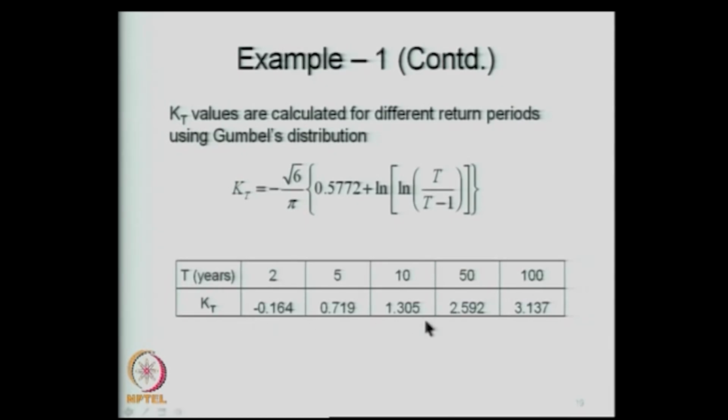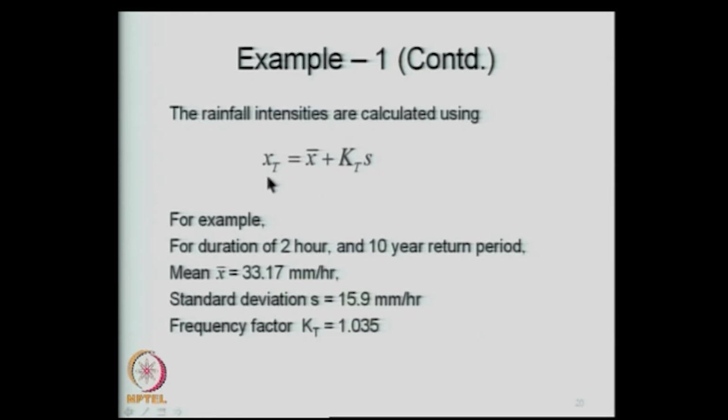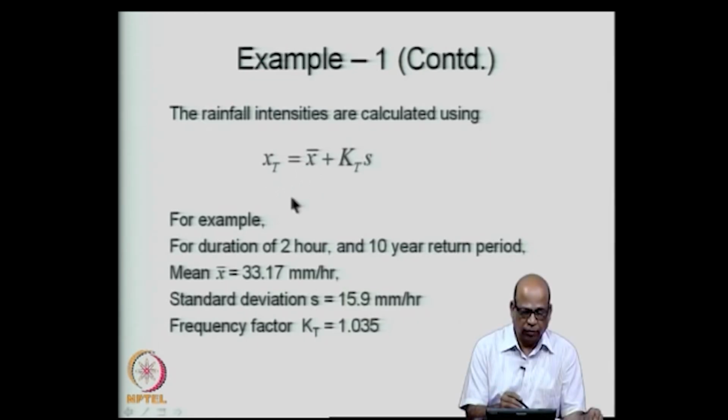We use these KT values to obtain the associated XT values now. So, XT is equal to x bar plus KT times S. We know the KT value corresponding to a return period. For a specified duration, we know what is x bar and S. For that specified duration, we get the XT.